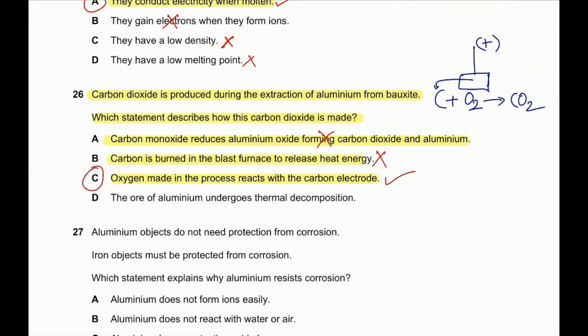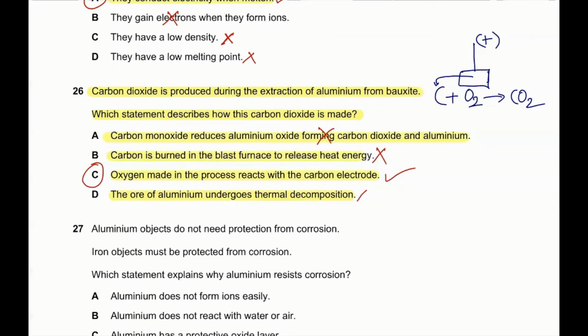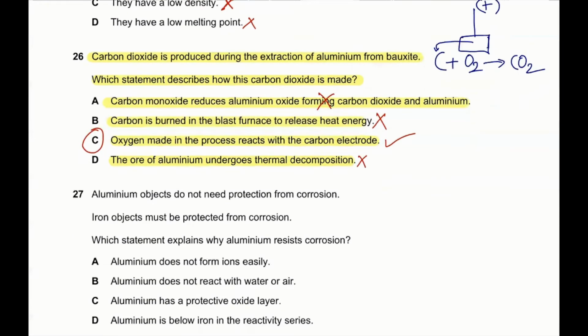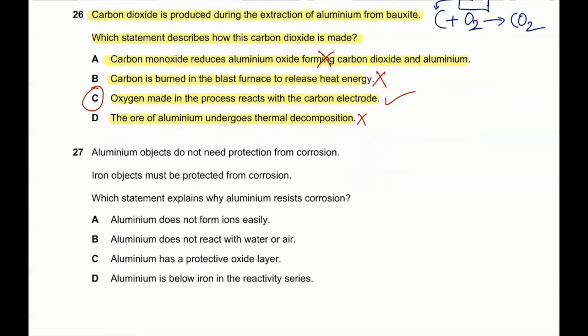Let's see why D is wrong. The ore of aluminium undergoes thermal decomposition. Guys, aluminium oxide melts at a very high temperature, but does not undergo thermal decomposition at high temperature.